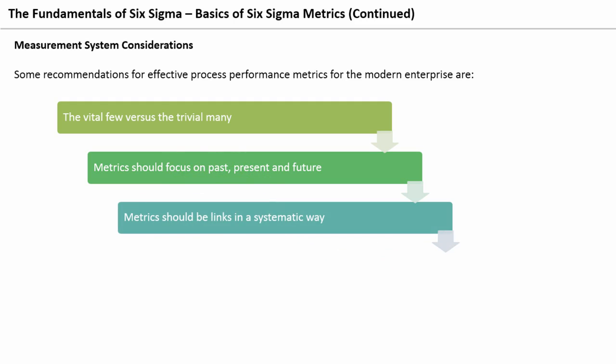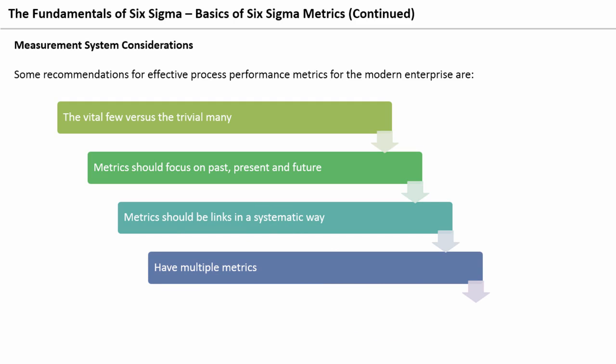Metrics should be linked in a systematic way to meet the needs of shareholders, customers, and employees. Have multiple metrics. The key to an effective system is to have multiple metrics, not just one important one. Success is about balance, not a mindless focus on quality, shareholder value, profit, or any other individual measure.